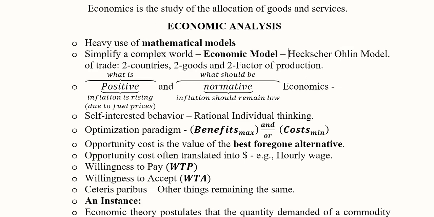For example, if we study the Heckscher-Ohlin model of international trade, it assumes that there are two countries, and it also assumes that there are two goods that are being traded, and there are only two factors of production: two countries, two goods, and two factors of production, for example, labor and capital.